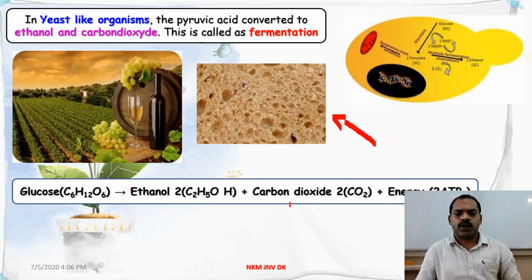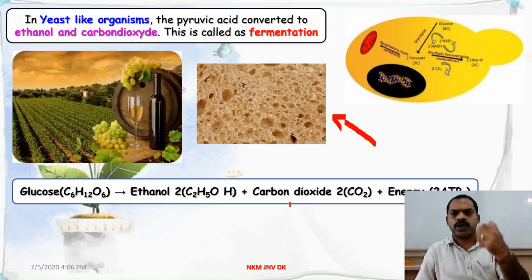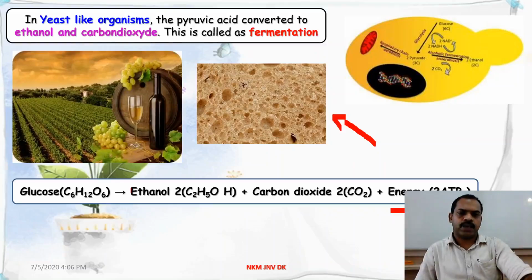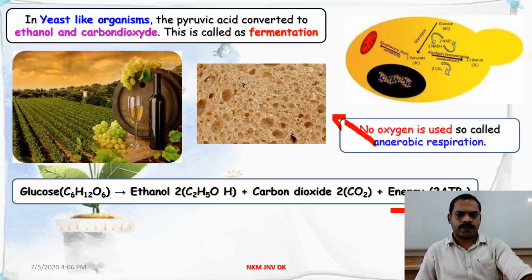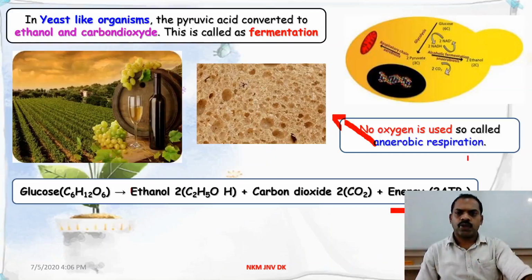The anaerobic process of respiration occurs in some bacteria and yeast. Without using oxygen, they produce energy. But you see, we have noted the amount of energy they produce from one molecule of glucose is only 2 ATP molecules. Keep it in mind. Here no oxygen is used, so it is called anaerobic respiration.